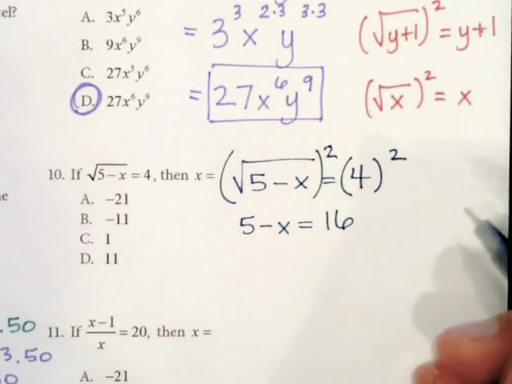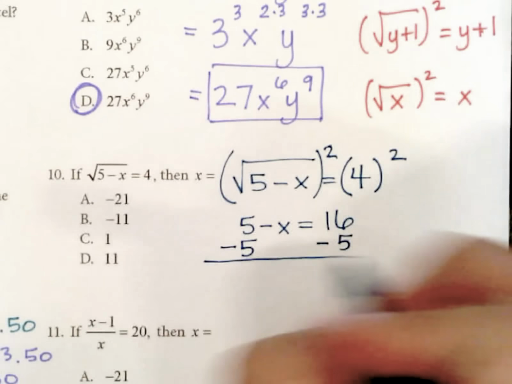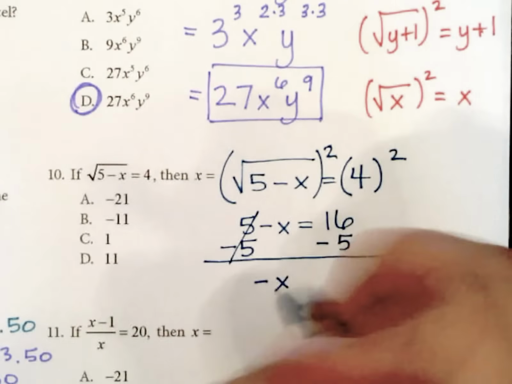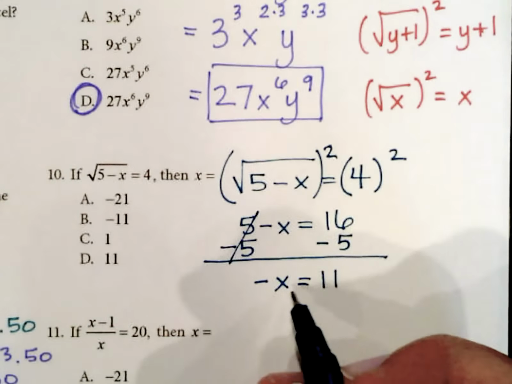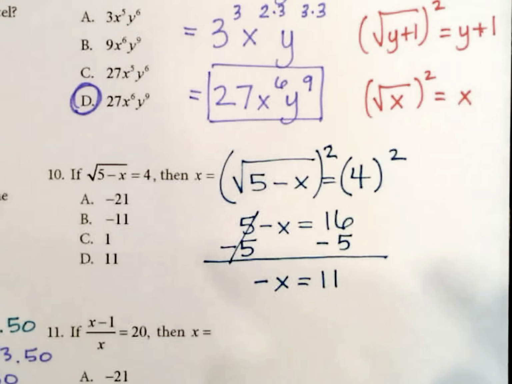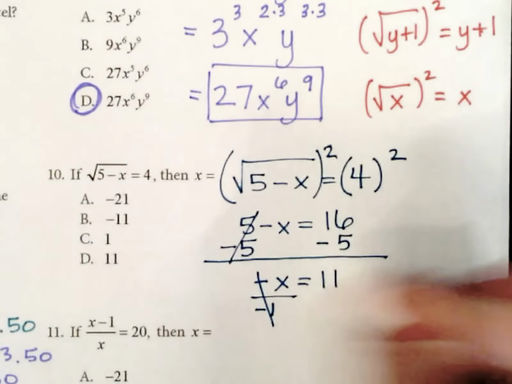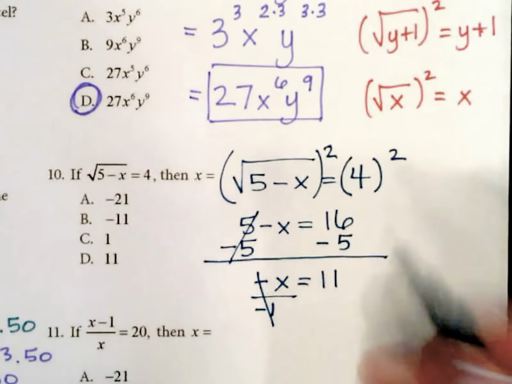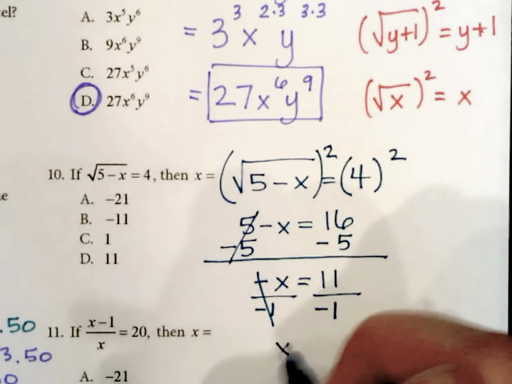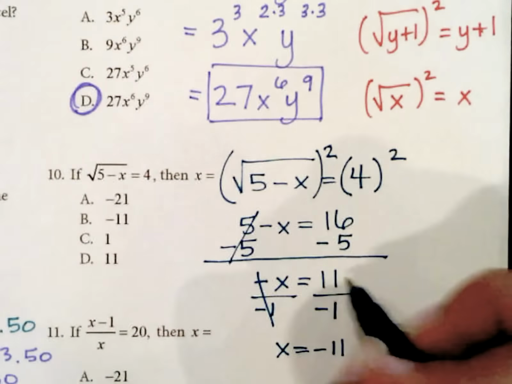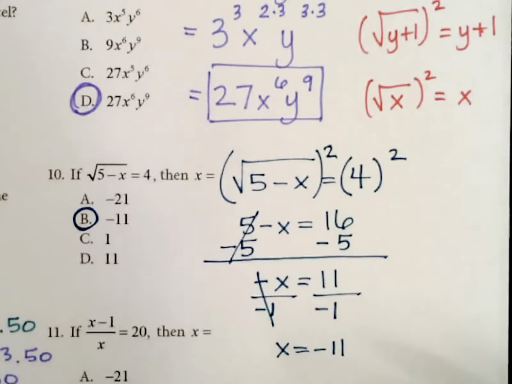We have 5 minus x equals 16, so I'm going to subtract 5 from both sides. That is eliminated. Negative x equals 11. And of course, you can never have a negative variable for your end answer. You have to have x equals something. So I'm going to divide by negative 1. That will cancel. Negative divided by a negative is positive. And whatever you do on one side, you have to do on the other. So x equals negative 11. 11 divided by negative 1 is negative 11. So the answer here is B.